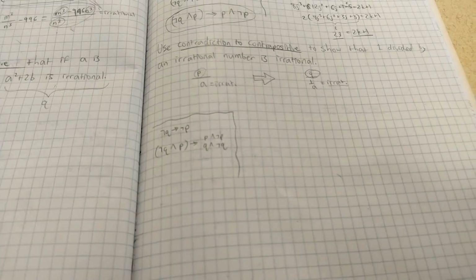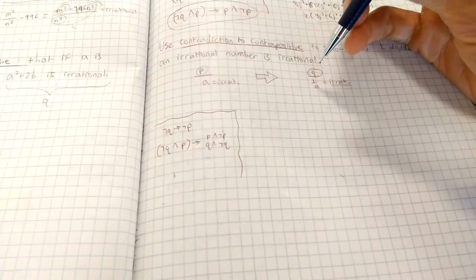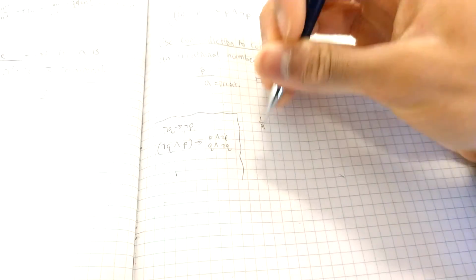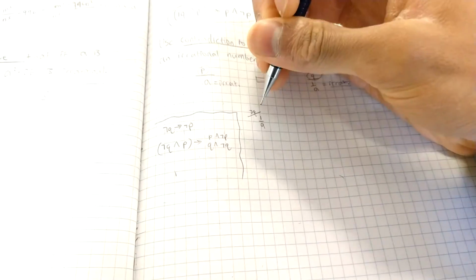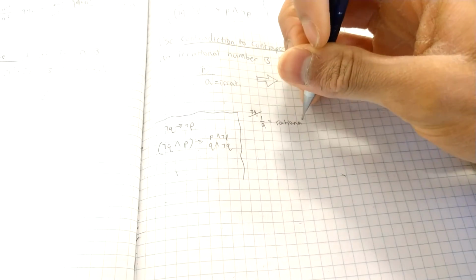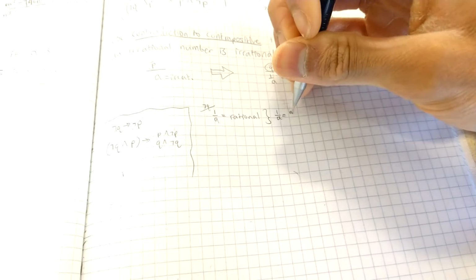So let's first assert not Q and P. That would mean that 1 over A is rational, that's not Q. So we can write this as 1 over A.